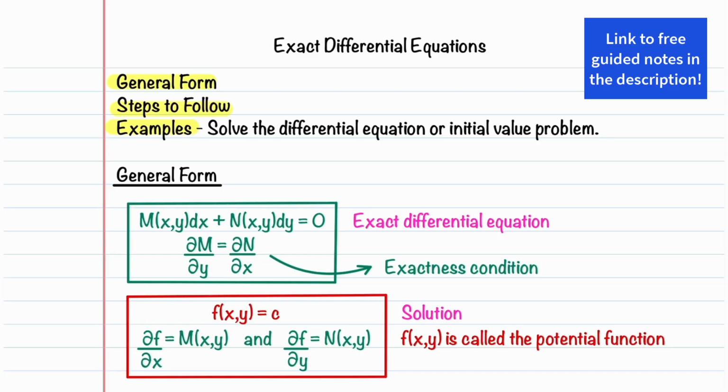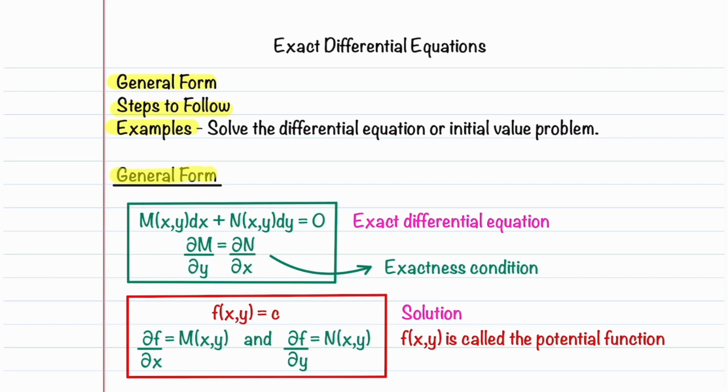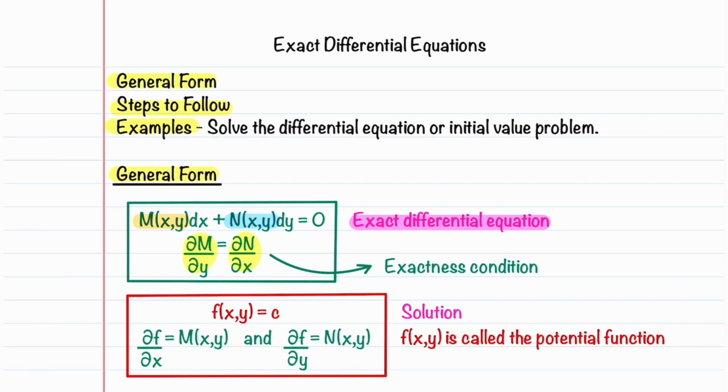Let's get started. The general form of an exact differential equation looks like this. M is the function that multiplies dx, and N is the function that multiplies dy. For an equation to be exact, the partial derivative of M with respect to y must equal the partial derivative of N with respect to x. This is called the exactness condition.